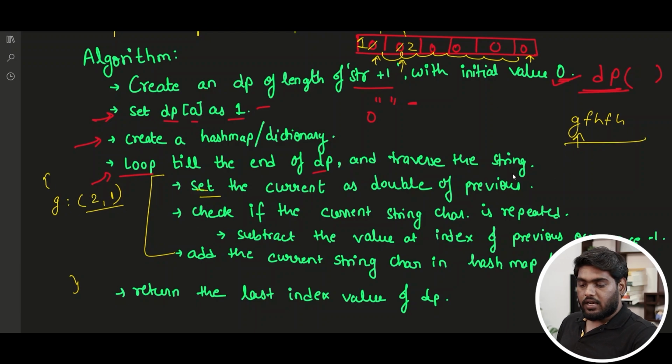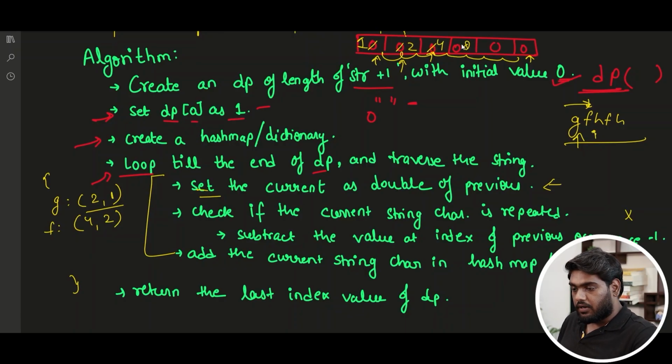Once that is done, I'll iterate again, this time for this particular value. Firstly, we have to double it and store that. I've doubled it and stored it. For F also the same thing will happen, because F is not repeated, so we are not going to go inside this if. We will add F here. The number of possible subsequences is 4, and the index is 2.